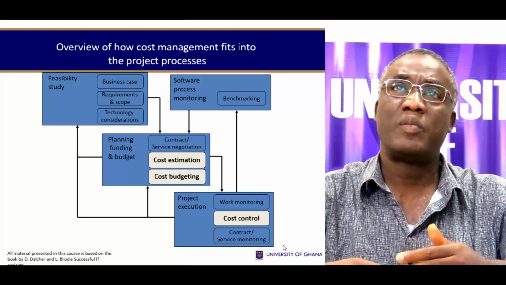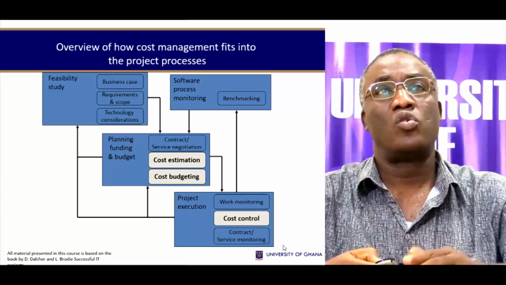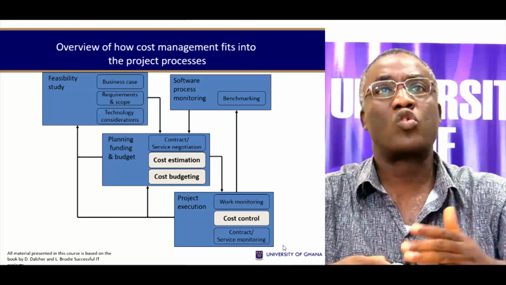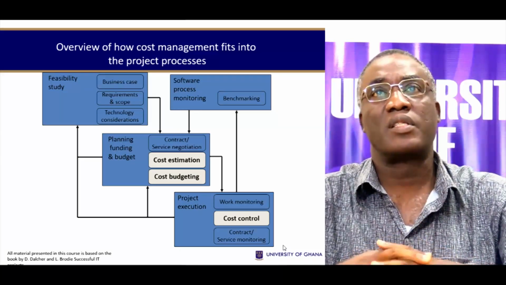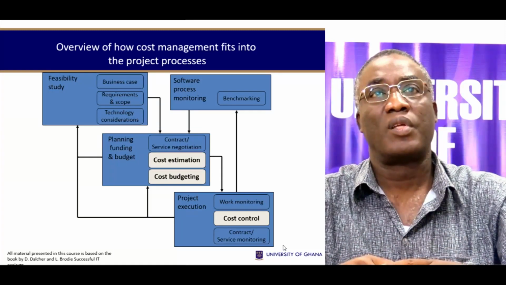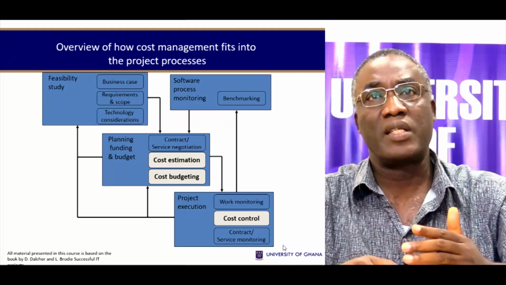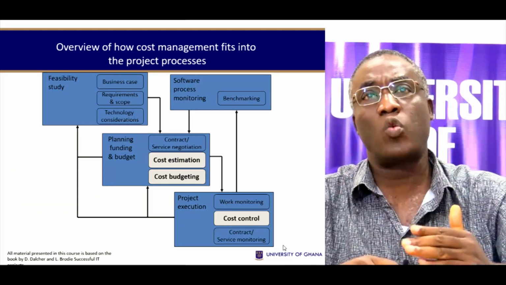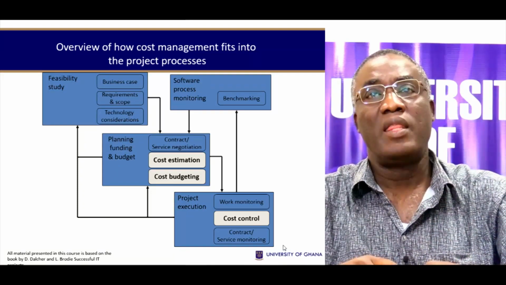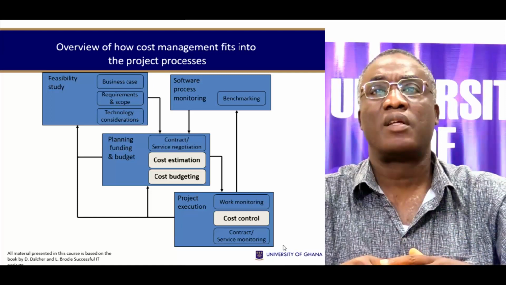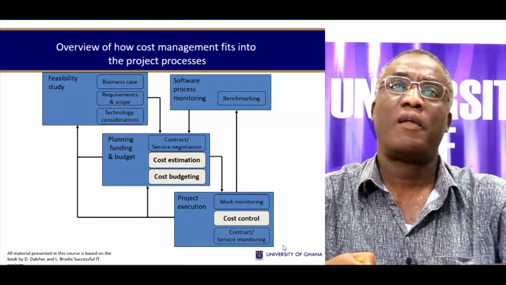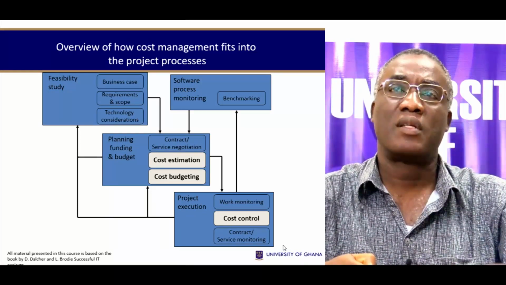How does your cost management fit into the project processes? So you have your feasibility study, where you make a business case. You have a requirement scope, technology considerations. Then you have software process monitoring, where you do your benchmarking. Then you have planning and funding and budget, contract service negotiations. This is where you do your cost estimation and cost budgeting. And then when you do your project execution, that is where you undertake your cost control, because here, you must make sure that you keep costs in check.